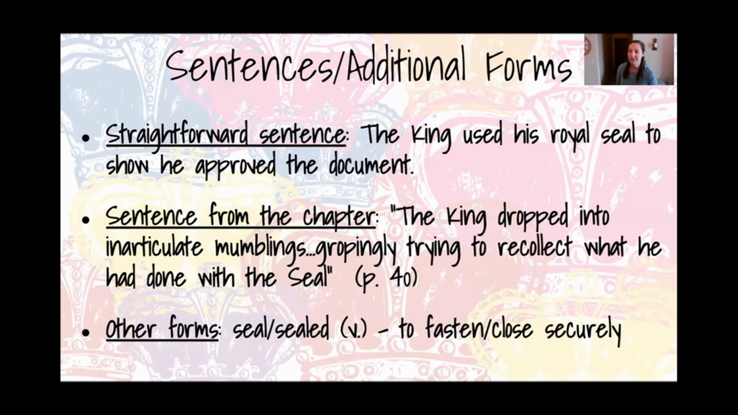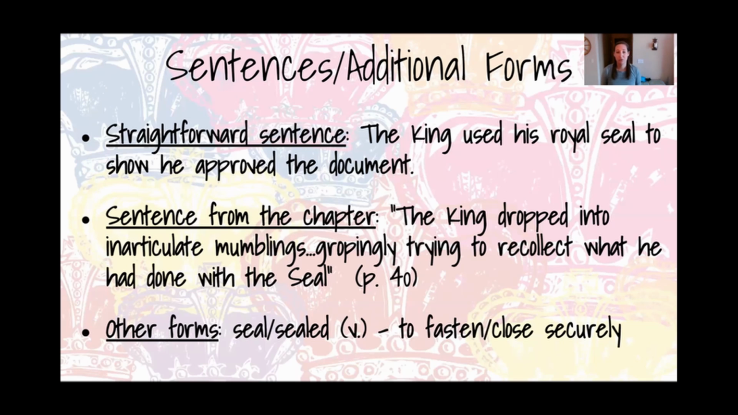So looking at some example sentences using this word. Just our straightforward sentence: the king used his royal seal to show he approved the document. Our next sentence also involves a king, but is from The Prince and the Pauper and is therefore a little more complex: "The king dropped into inarticulate mumblings, gropingly trying to recollect what he had done with the seal." This word seal gets used a ton in chapter 8 because that's what this chapter is all about: the Great Seal goes missing. That's the king's seal that he uses. That's just one sentence example from the chapter.